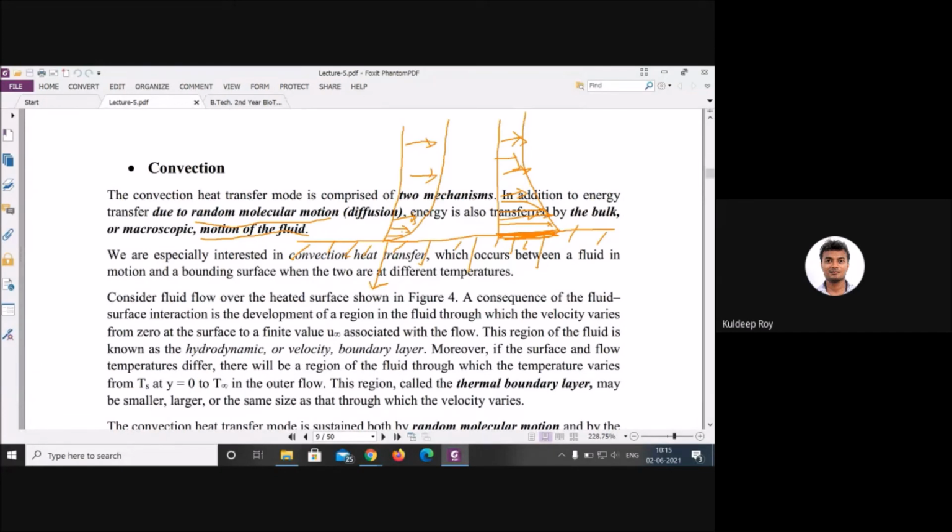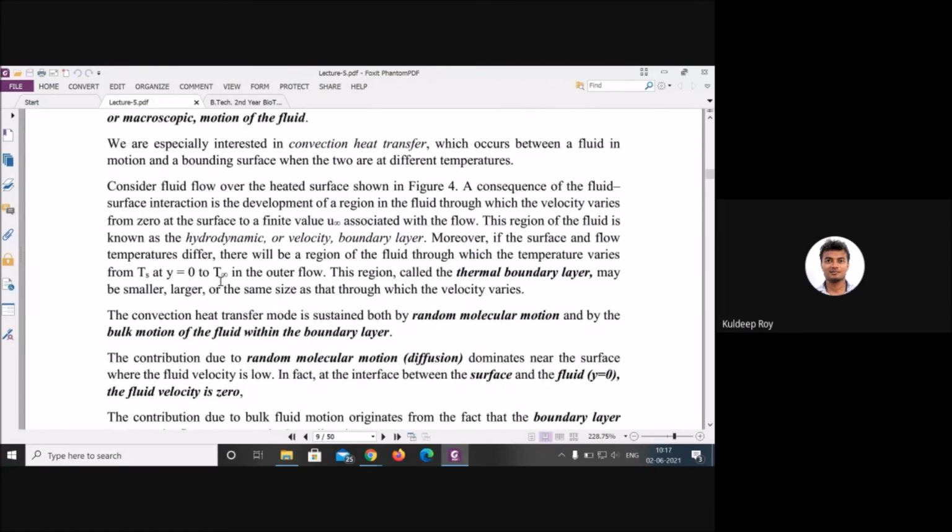In convection, nearby the surface there will be random molecular motion, as I already told, nearby the surface only, two to three layers, not more than two to three layers. After that, what will happen? Due to the motion of the fluid or the motion of the liquid, heat will transfer. Okay, now you have got a little bit about the gradient.